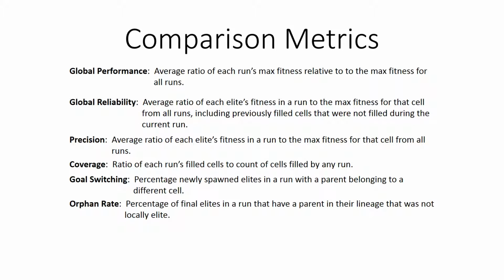I will use the following comparison metrics to track the performance of each experimental treatment relative to the control, which is the base Map-Elites algorithm. These metrics are designed to track not only how fit of individuals a given run produces, but also how well it does at illuminating the search space.